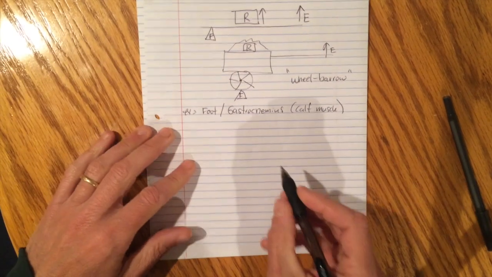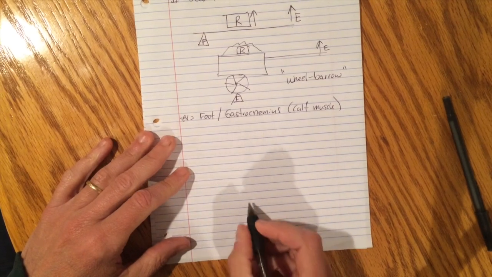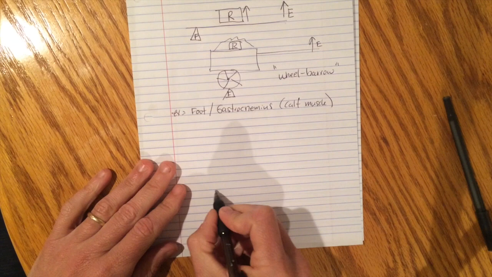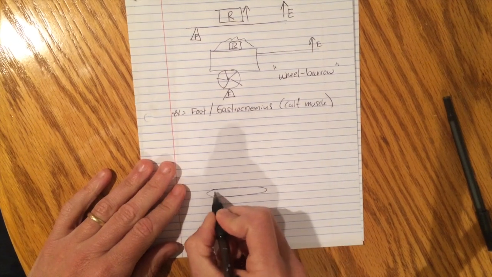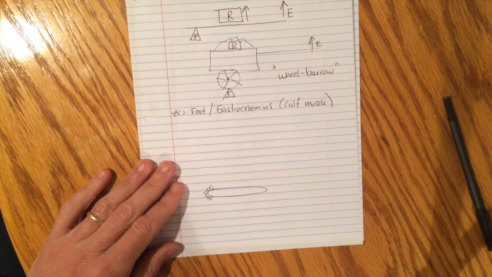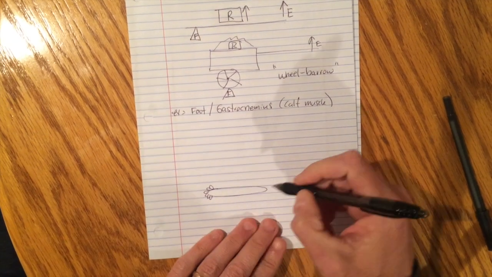All right, so here's what I'm going to do. I'm going to draw a foot. Let me come down here. Am I on the screen? Yep, I'm good. I'm going to come way down here. That's your foot. 1, 2, 3, 4, 5, 6 toes, just to make it funny. Okay, that's your foot.